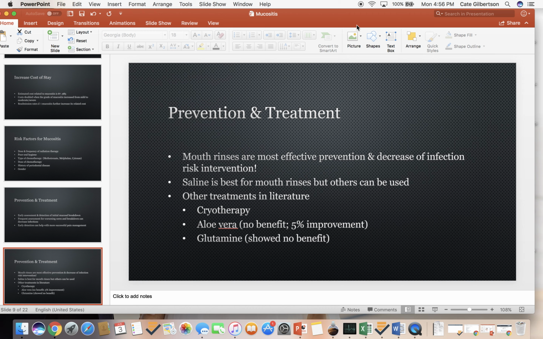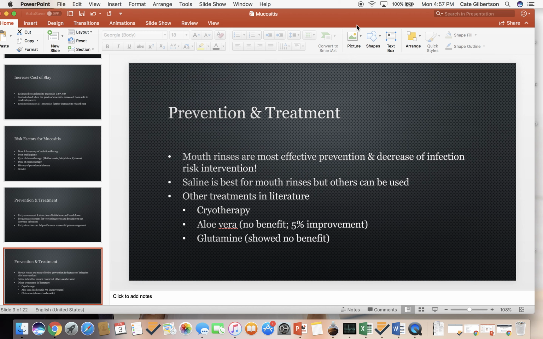Other treatments in research. As we said, mucositis is the most debilitating side effect of transplant and high-dose chemotherapy in general, and because we don't have a treatment, it's a really hot topic in research, trying to come up with something to offer patients that can decrease the impact of it. A couple of these things that you may or may not have heard of are cryotherapy, aloe vera, and glutamine.